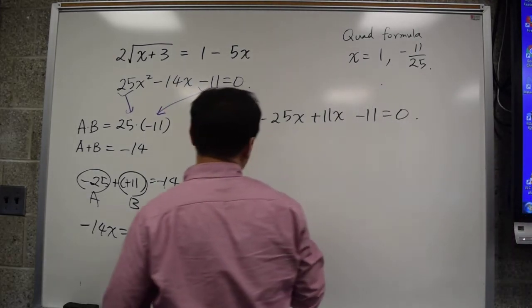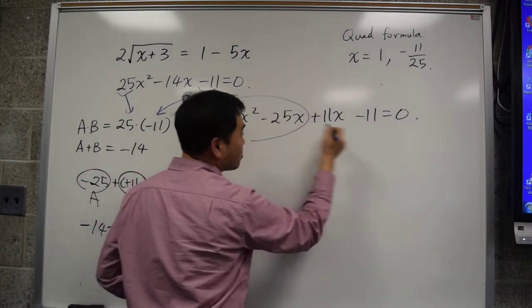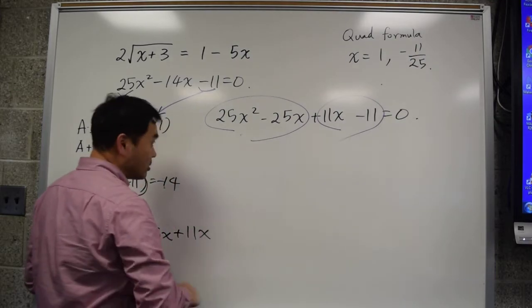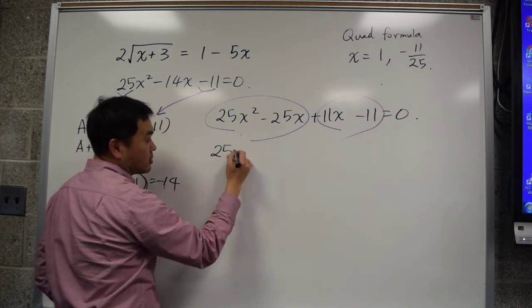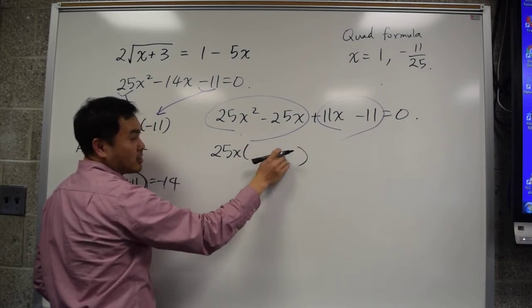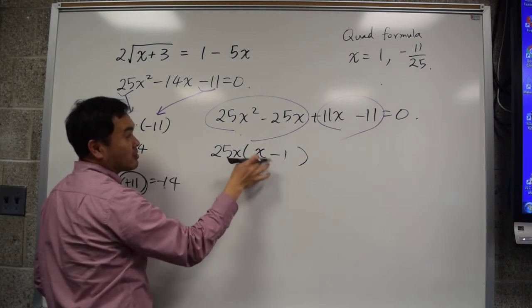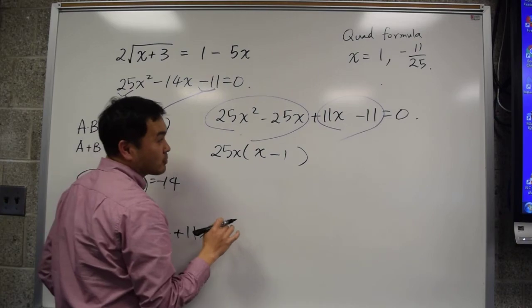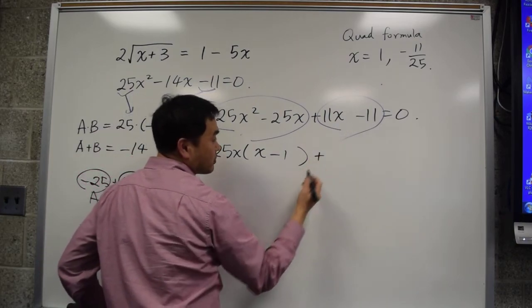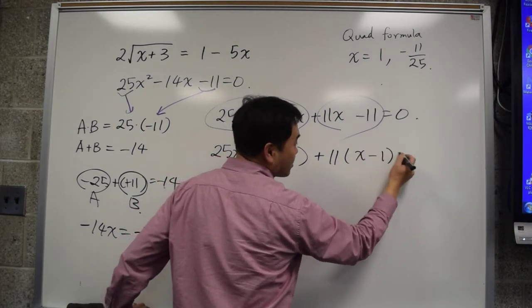And only after this, you do something called factor by grouping. You group the first two, you group the second two. What do you get if you factor the 25x out? 25x, and then what's in here? X minus 1. Right. 25x times x is 25x squared. 25x times negative 1 is negative 25x. How about this one? 11. Yeah, 11 times x minus 1. Okay.